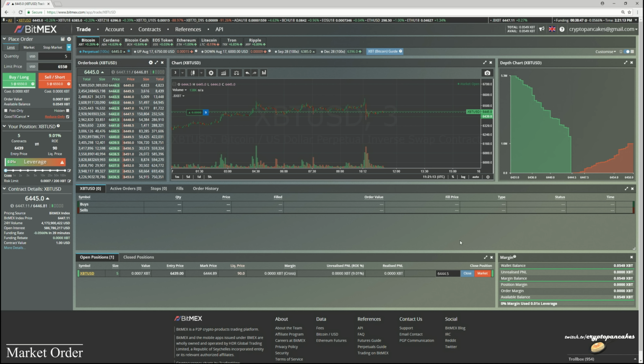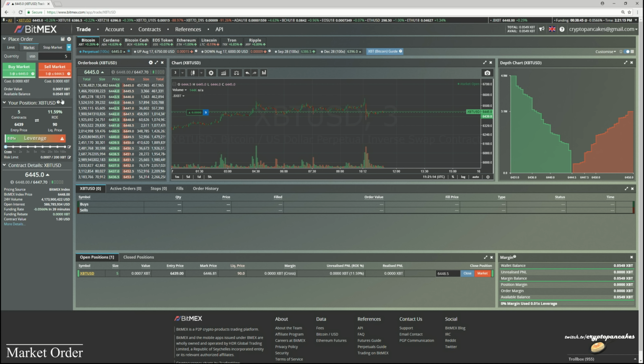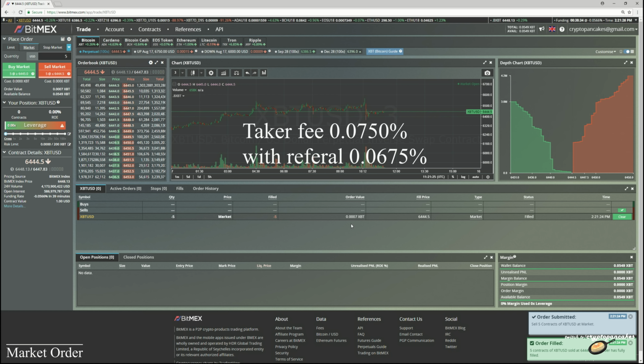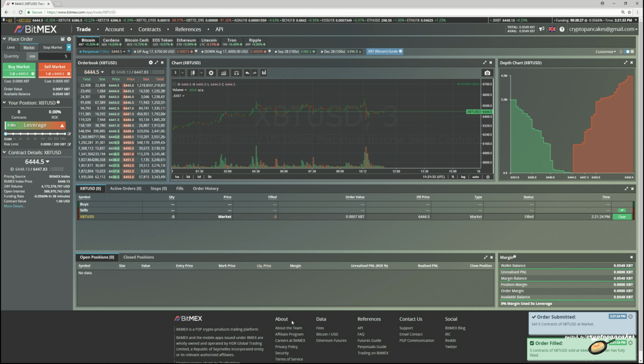As it was mentioned before, the market order is the fastest way to open a position. When executing a market order, the engine will fill your order at the best price at the time of order execution. When using a market order, you will always be charged a taker fee. So try using market orders only on rare occasions.